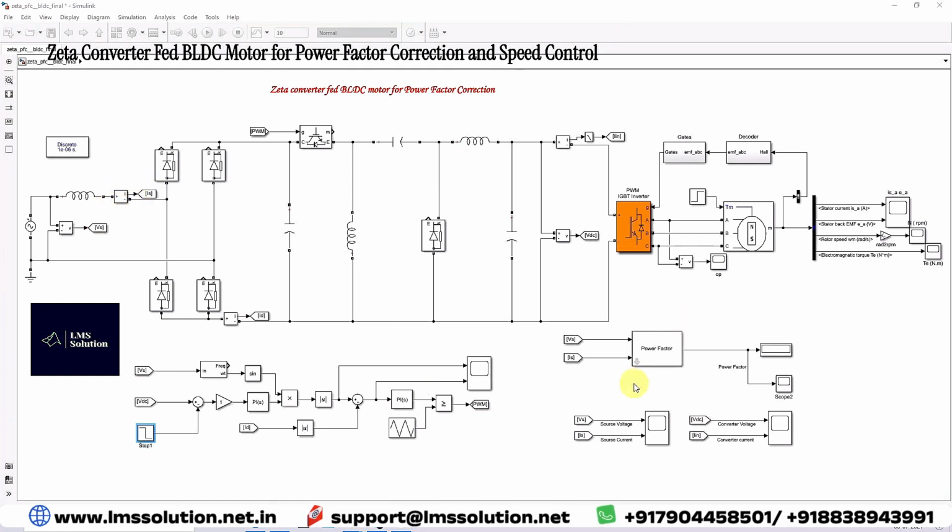Here we are going to measure the power factor of the source. That means here we measure the source voltage and source current, and then here you will get the power factor of the circuit. This is the source voltage and current waveform.